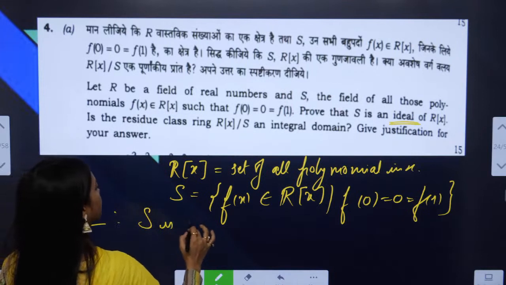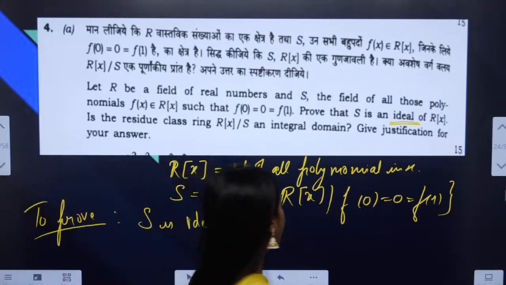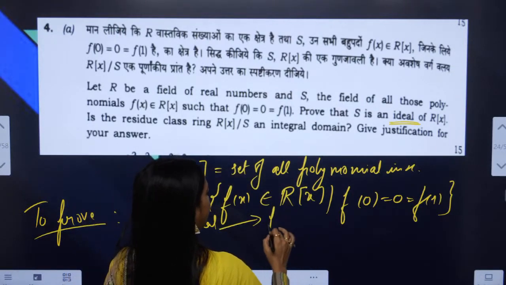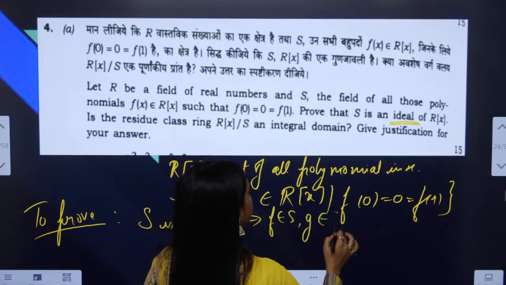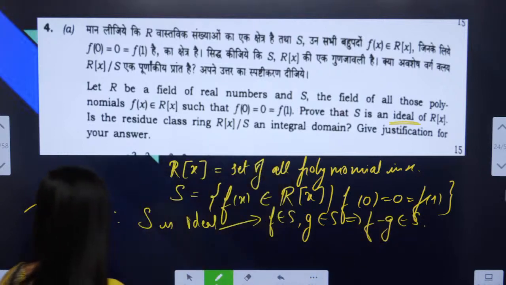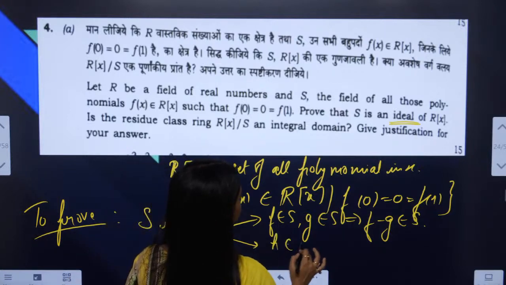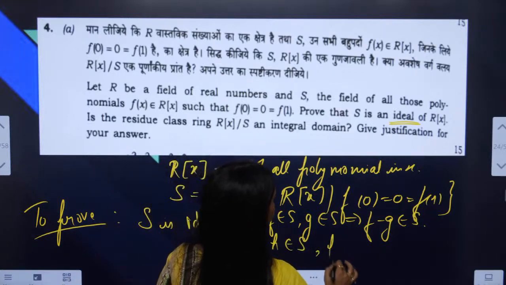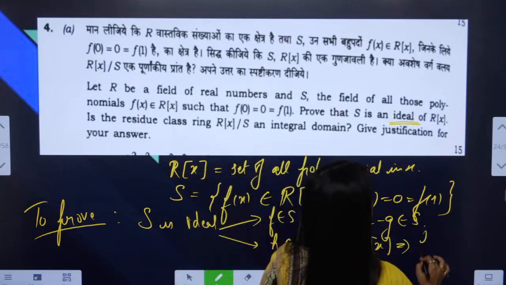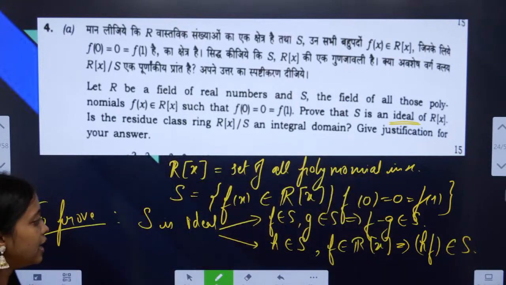What we want to prove is that S is an ideal. What is the definition? There are 2 points we need to satisfy for S being an ideal. What is that? First, you take f belonging to S and g belonging to S, and you have to prove that f minus g also belongs to S. This was the first point. What is the next point? You take h belonging to S and you take f belonging to R[x], and then you have to prove hf belongs to S. These are the 2 points required. See how easy they are.